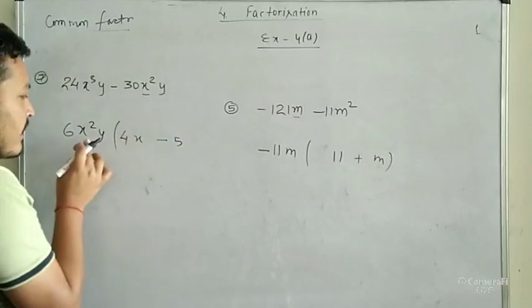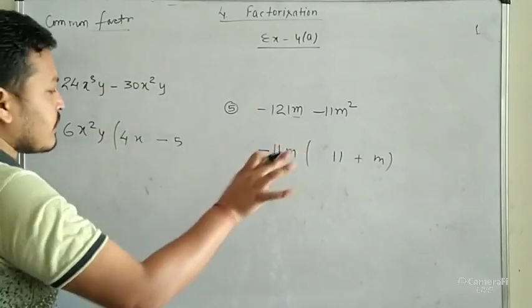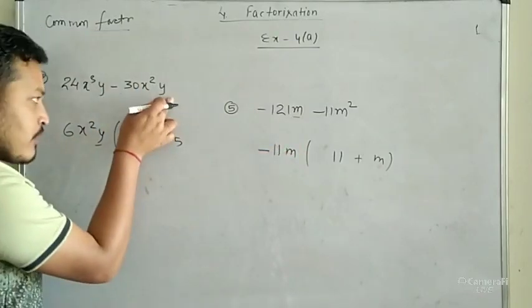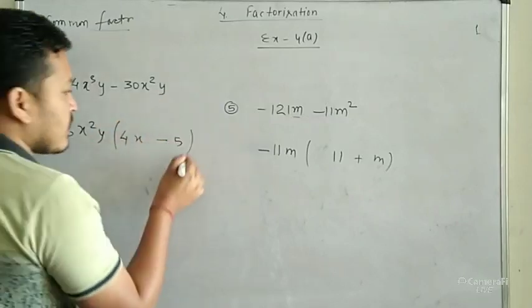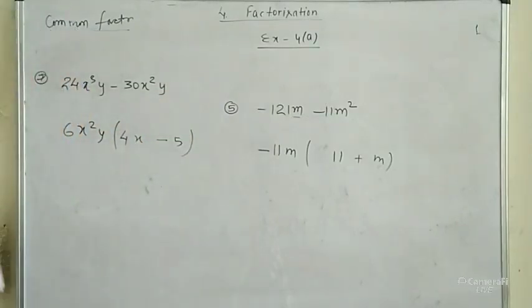Next x square is common, तो what will be left? Nothing will be left. Now 5 is common, y also common, तो here also nothing left. So 6x square y and bracket 4x minus 5. Okay, so hope you understand these things and please watch the video carefully. Okay, then after that you will be able to solve the upcoming exercise.